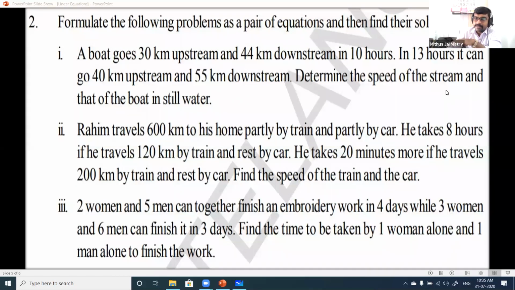So stream is nothing but flow of the water. The meaning of stream is flow of the water. So when the water is flowing, definitely it will have certain speed. It may not be very fast like the bike speed or the train speed, but it will have certain speed. Now, what do you mean by upstream? The meaning of upstream is traveling of a boat.